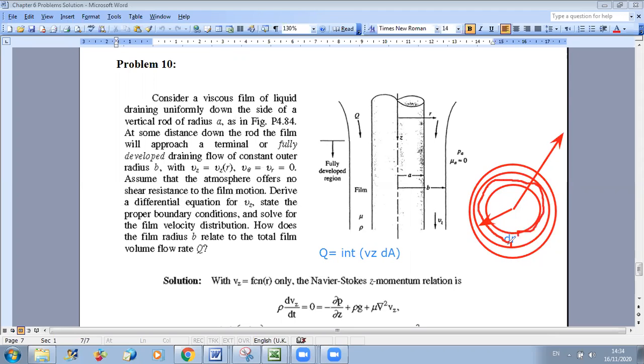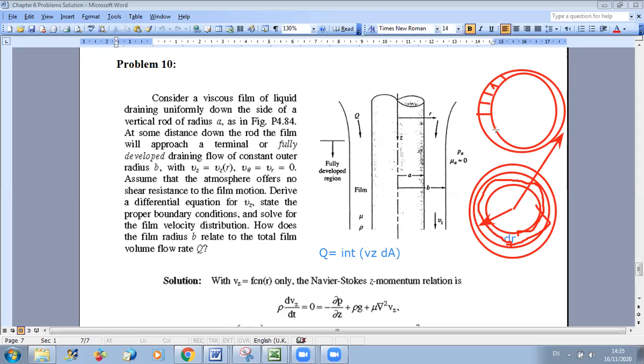So it's not very clear. I will draw it here above. Okay, so you take a thickness, a very small thickness dr, and the perimeter is 2 pi r.